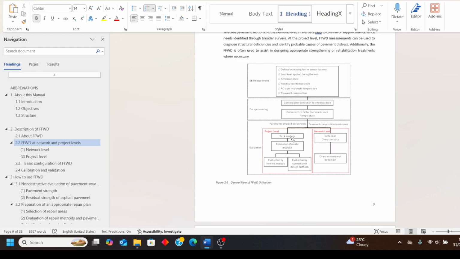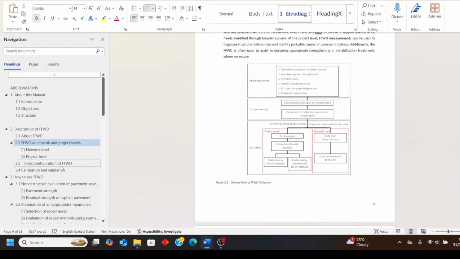And then we have the network level analysis. In the network level analysis, we have the deflection characteristics and direct evaluation of the deflection. And this network level is basically used for large scale network planning, like we have in the Punjab, and the prioritization and budget allocation rather than the detailed design.